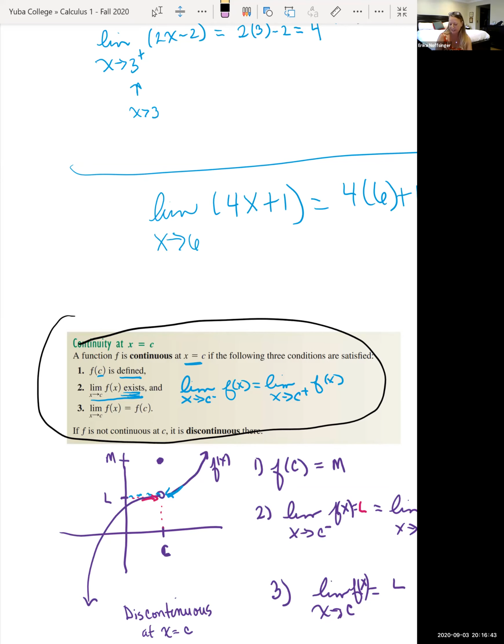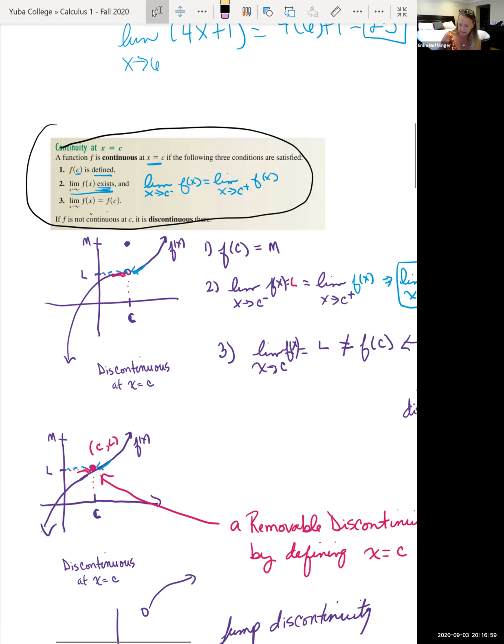Technically, the third condition in our case also won't hold, because if our limit doesn't exist and we knew that f of c in our case was equal to 2, well, it doesn't exist and 2 are not the same thing. So that's another condition we could say that didn't hold in that case.